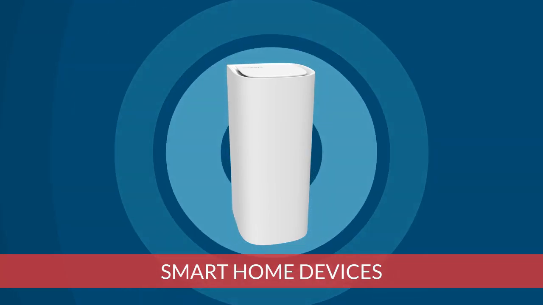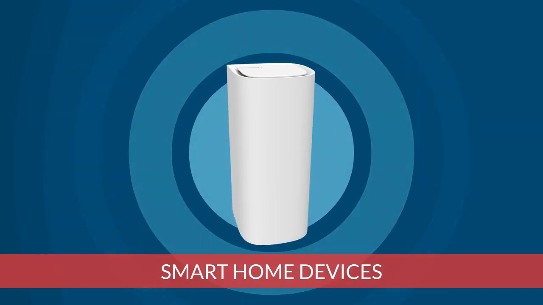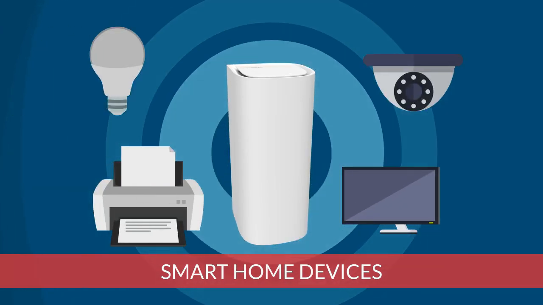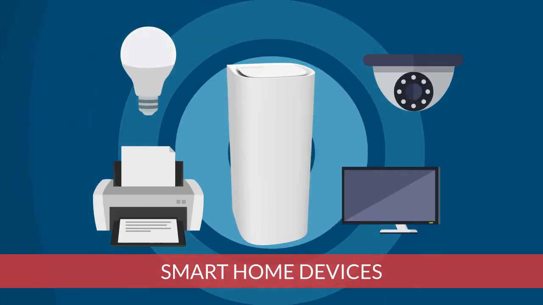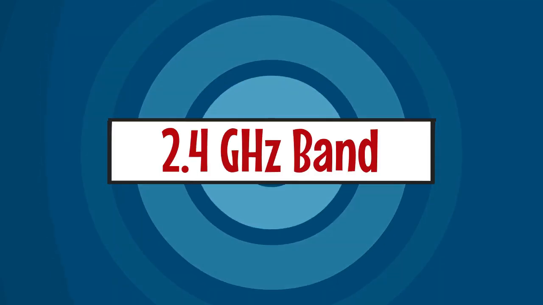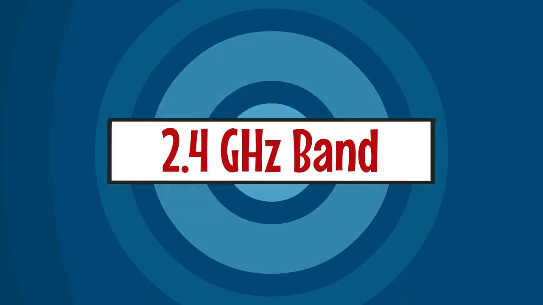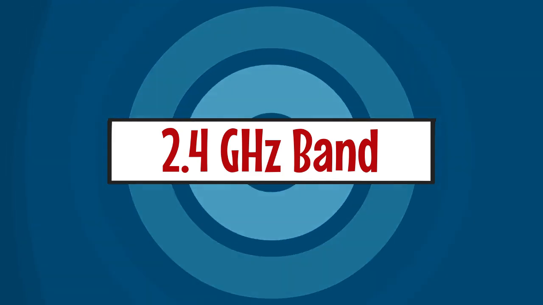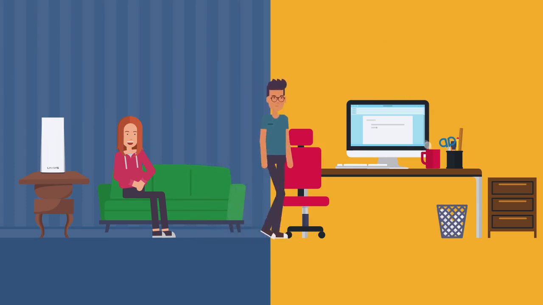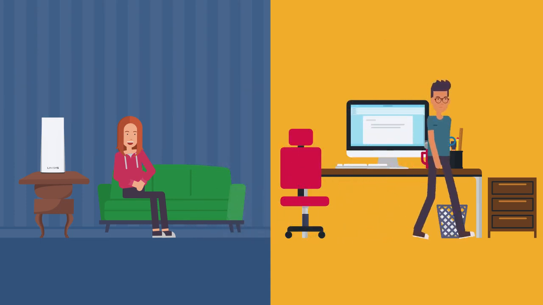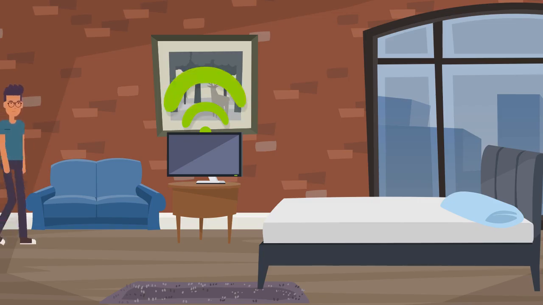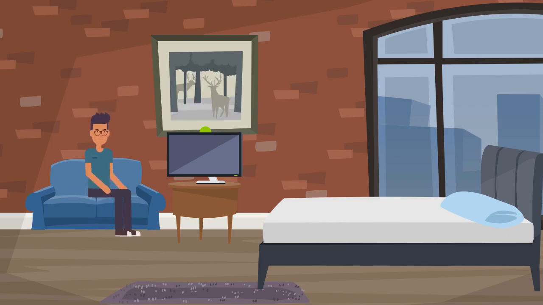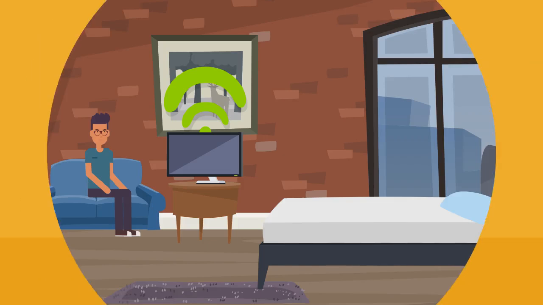Smart home devices encompass a wide range of everyday objects, including printers, smart TVs, doorbells, cameras, and smart speakers, among others. One common trait among these devices is their reliance on the 2.4 GHz Wi-Fi band, as opposed to the 5.0 GHz band. The 2.4 GHz frequency is preferred because it covers a wider range, even if it's not the fastest. This makes it great for smart home devices that need a stable connection more than high speed.